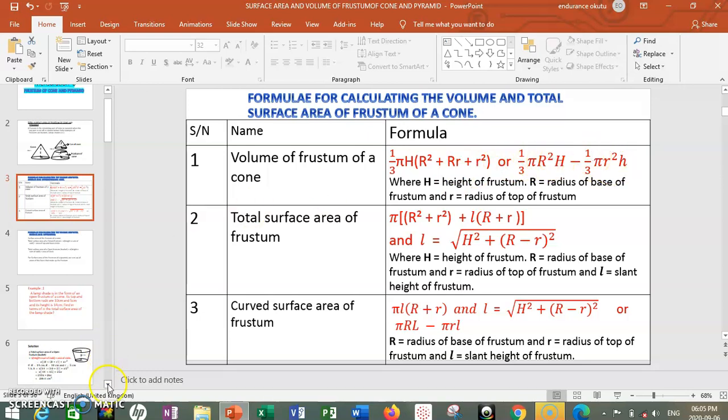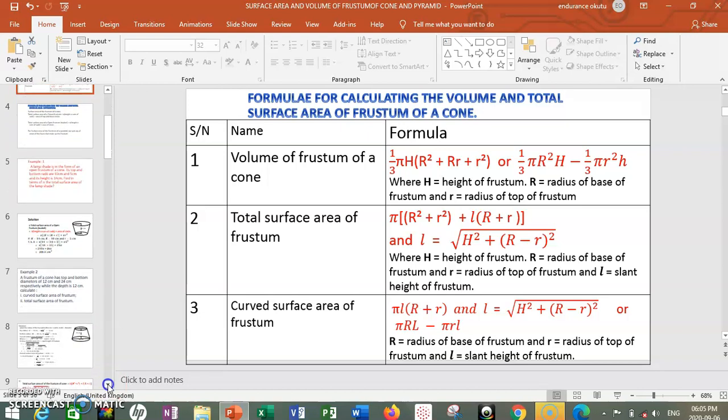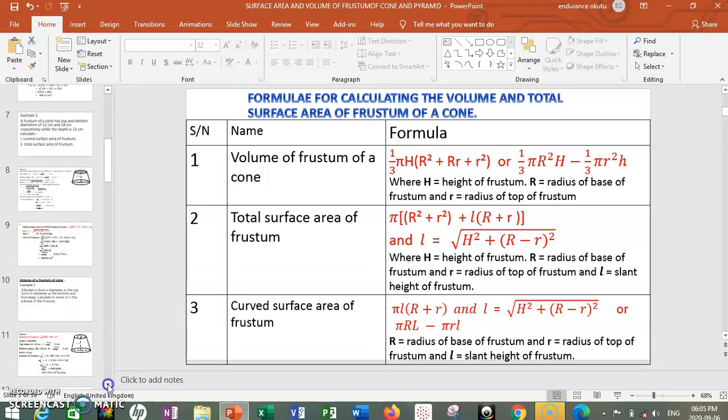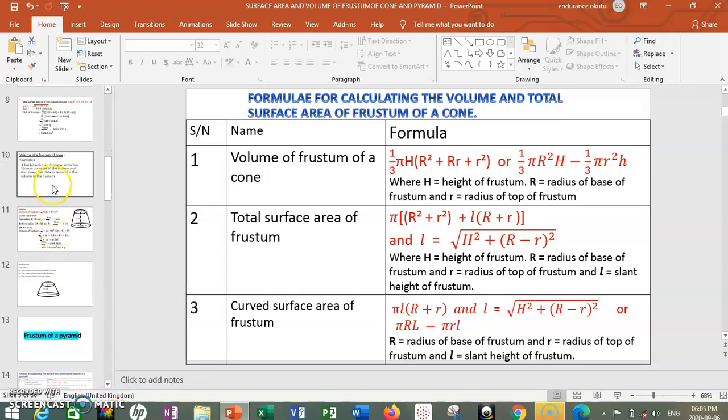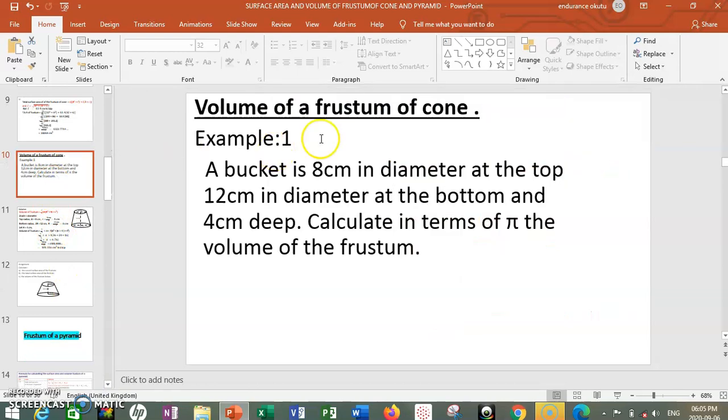Now let's go back to our question. We're looking at the volume of the frustum of a cone. Taking example 1: a bucket is 8 centimeters in diameter at the top, 12 centimeters in diameter at the bottom, and 4 centimeters deep. Calculate, in terms of pi, the volume of the frustum.